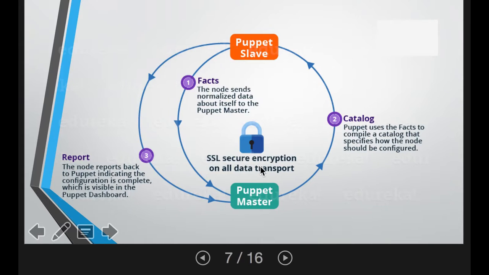Once SSL is established between Puppet master and slave, the slave sends the facts to the master. Facts include information about the slave system like IP address or operating system and so on. Using that information, the Puppet master decides what configurations are to be done on the slave, and so it sends a catalog containing the configuration data. Once the configuration is done, the Puppet slave sends back a report to the Puppet master indicating the configuration is complete.